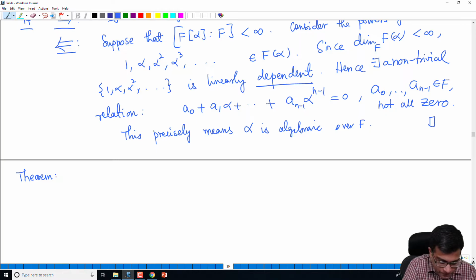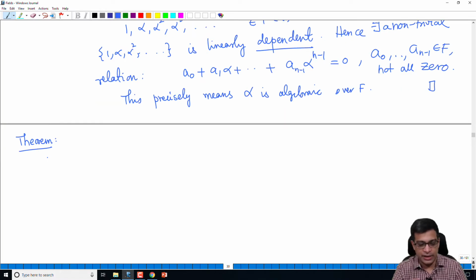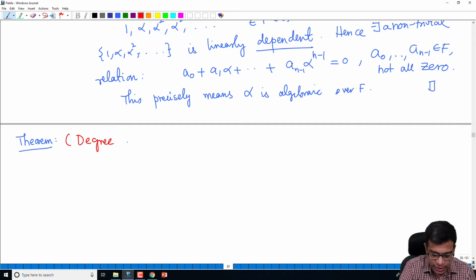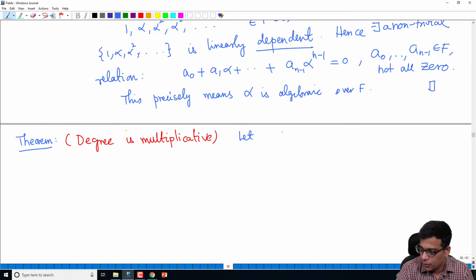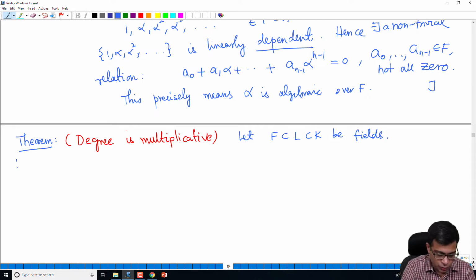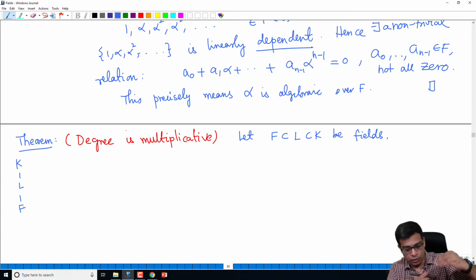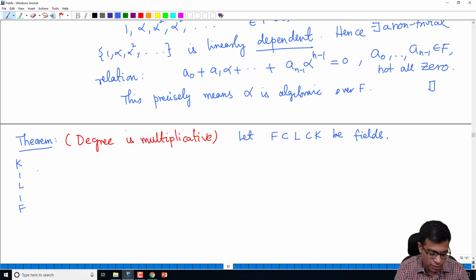So let me prove this theorem. This says that degree is multiplicative. So this theorem you should remember as saying degree is multiplicative. What I mean by this, I will explain. Let F in L in K be fields. What we have is K, L and F, three fields, one sitting on top of the other, K sitting on top of L, L sitting on top of F. So they are all field extensions.